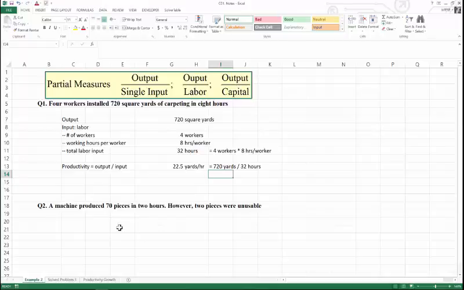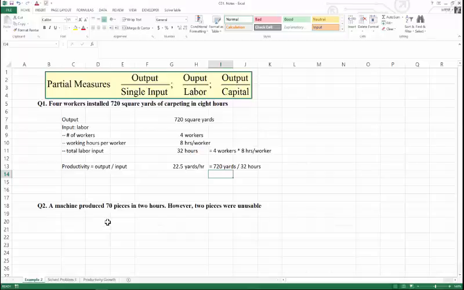Now how about question 2? Question 2 says a machine produces 70 pieces in 2 hours. However, 2 pieces are unusable. In this setting, we don't need to worry about the inputs, because it's quite clear input is machine time, that is 2 hours. But the output, we need to be more careful.